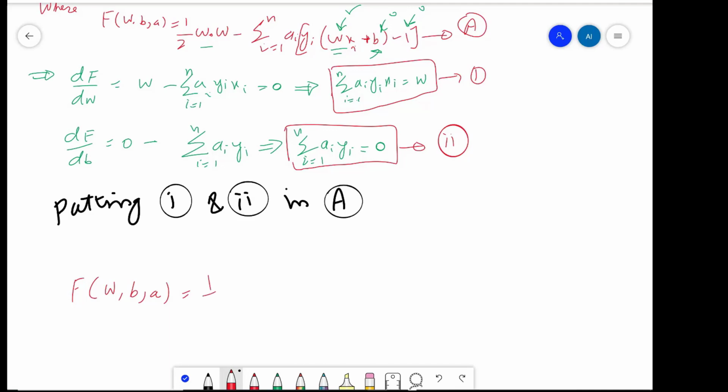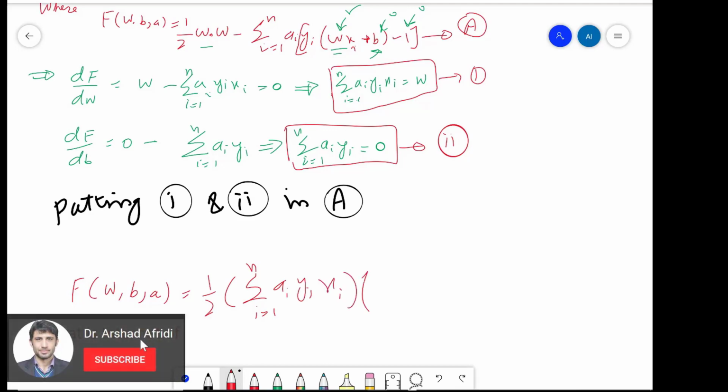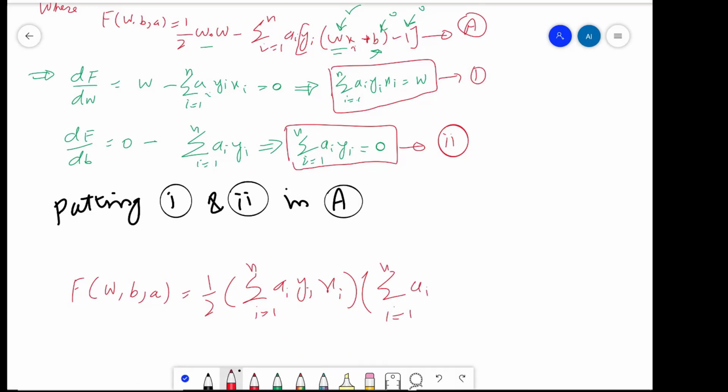I will remind you again that if you want to know the basic equation of SVM and the other equation which describes the values above the plane and below the plane, or the classification, please watch my other videos of support vector machine where I discuss that in detail. So let's modify the half W square value and put the W value in it, which gives us 1 by 2 into the summation of alpha i y i x i. And similarly the value is put for the second W.